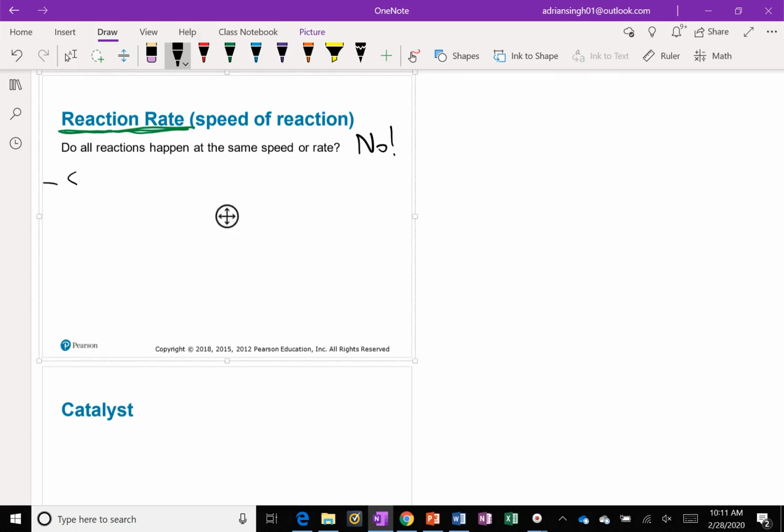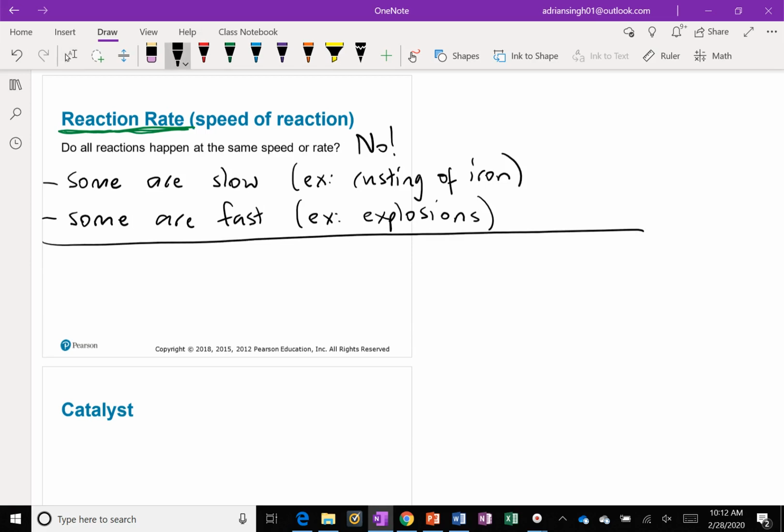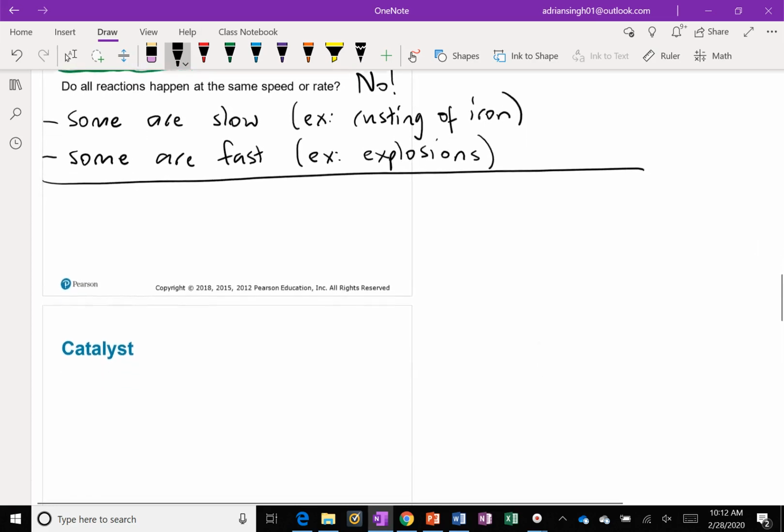Some reactions happen slowly. For instance, the rusting of iron doesn't happen in an instant. It takes several weeks or maybe months for rusting to happen. Whereas some are very, very fast. Some reactions are extremely fast, for instance, explosions. That's what makes them explosions, the rapid expansion and production of gases. So how can the reaction rate or the speed be affected?